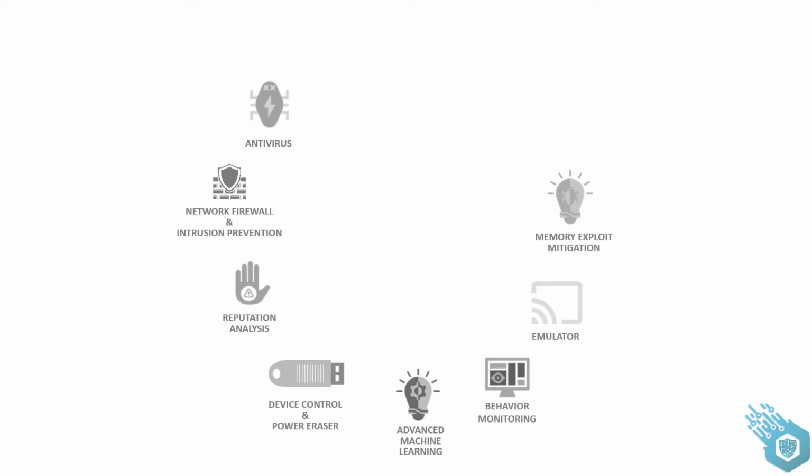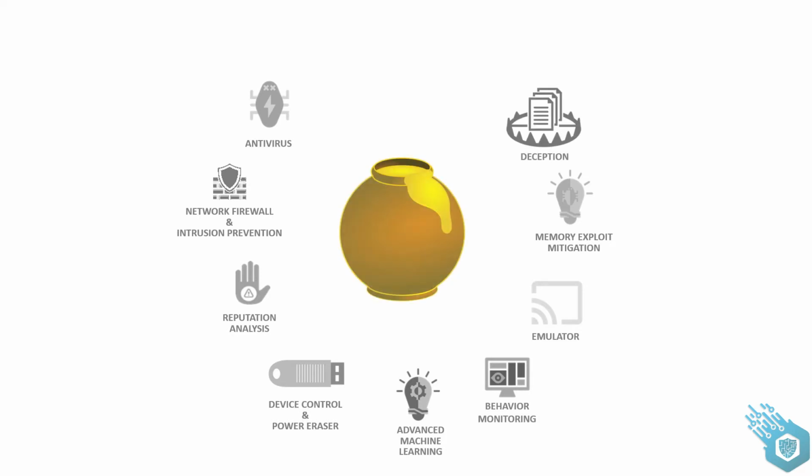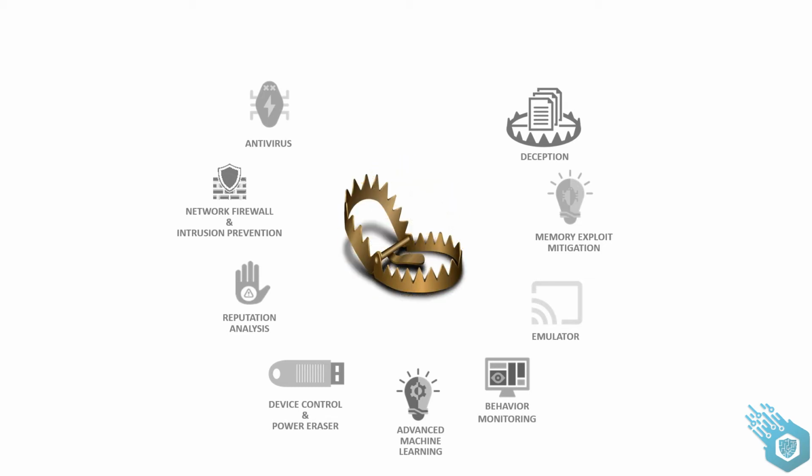Another component of the SEP 14 is deception, also known as honeypots. The SEP 14 will try to entice hackers or malware to attack certain files or certain parts of the system, or at least so they will think. SEP 14 of course will notice the attack and will block the attackers, keeping everything else safe and sound.